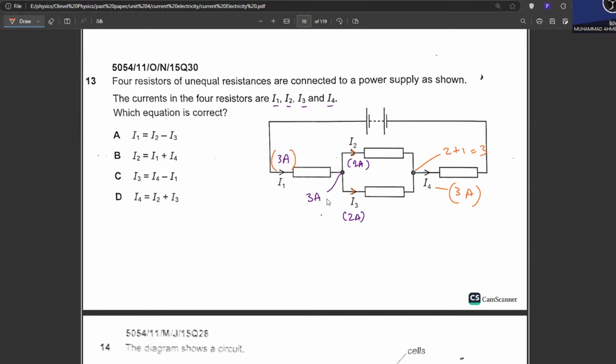Okay. So which option will be correct? I1 is equal to I2 minus I3. No. I2 is equal to I1 plus I4. No. I3 is equal to I4 minus I1. No. I4, that is this current 3 ampere, which we have taken as a numerical value, is equal to I2 plus I3. Yes, D is your answer.